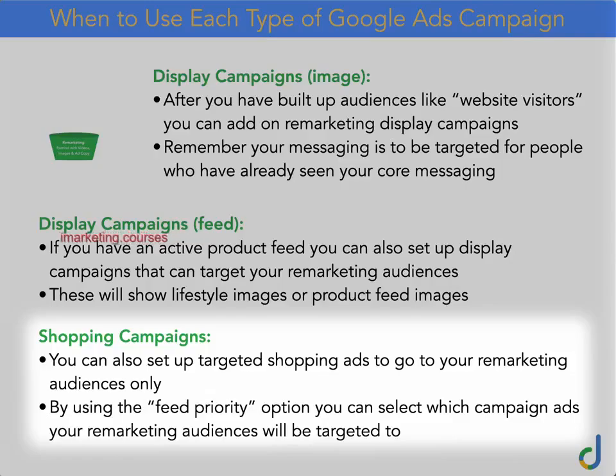And then shopping campaigns, as we said before, have the same functionality as a shopping campaign. The difference is that you can set up targeted shopping ads to only go to your remarketing audiences. And the way that you do this is that when it comes to your feed priority, you select that as a high priority. And then that means that if someone were to search a product title which had two campaigns targeting the same product, if they're part of your remarketing audience, they would see the ads from that shopping campaign.